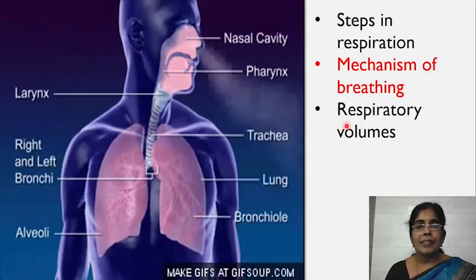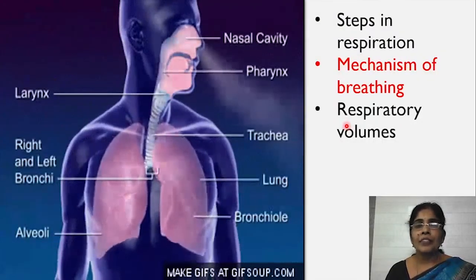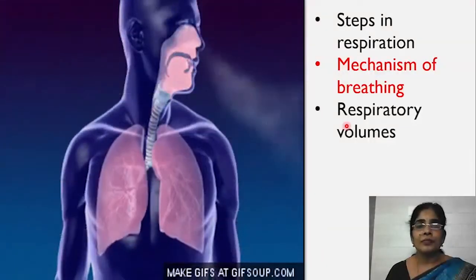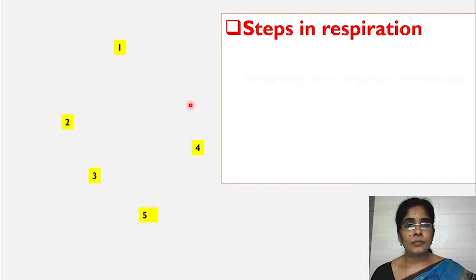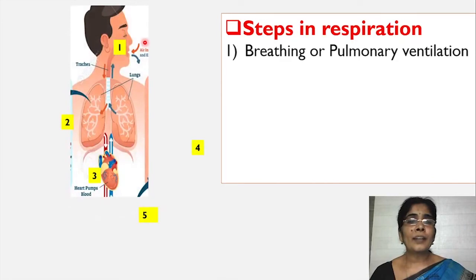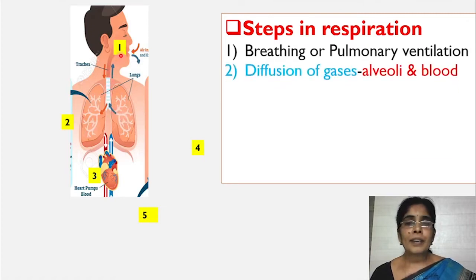Let's start the present session with the first topic, steps involved in respiration. Breathing is the first step involved in respiration. Here the atmospheric air with 21% of oxygen is drawn into the lungs and the alveolar air, which is rich in carbon dioxide, is eliminated. And the second step in respiration is diffusion of gases.